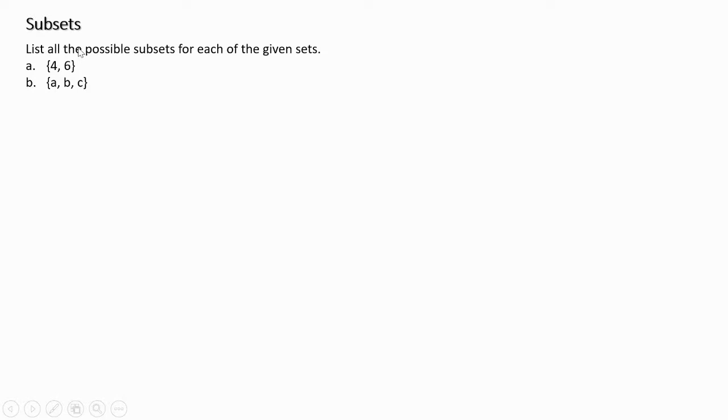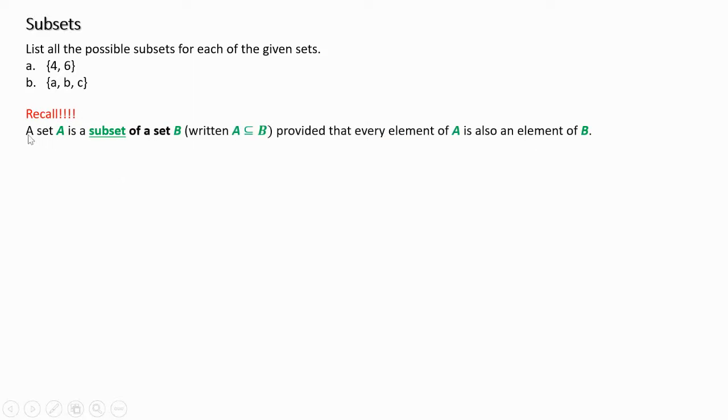Okay, now these are subsets. List all the possible subsets for each of the given sets. I'm going to start with A. And recall, set A is a subset of set B, provided that every element of A is also an element of B. Okay, so here's my solution. We always start with the empty set, right? The empty set is always a subset of any set.